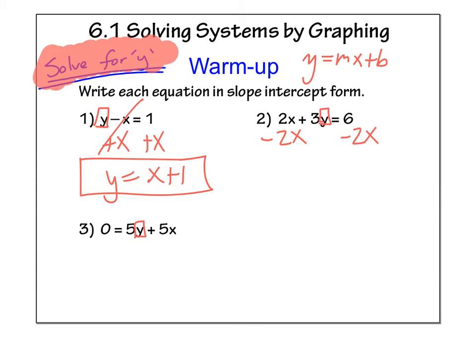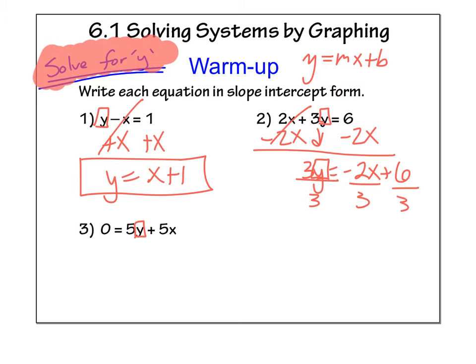I have to move 2x to the right hand side by subtracting it, because 2x minus 2x is 0. We bring down our 3y, and I'm left with negative 2x plus 6. I'm almost done. I'm still trying to solve for y, and I have this 3 in the way. This 3 is being multiplied by y, so I need to divide. To undo multiplication, we divide.